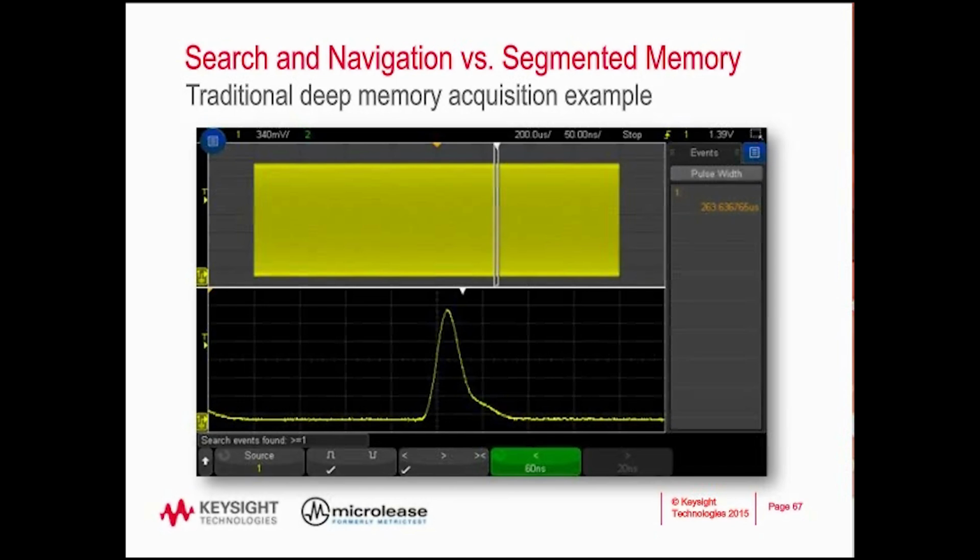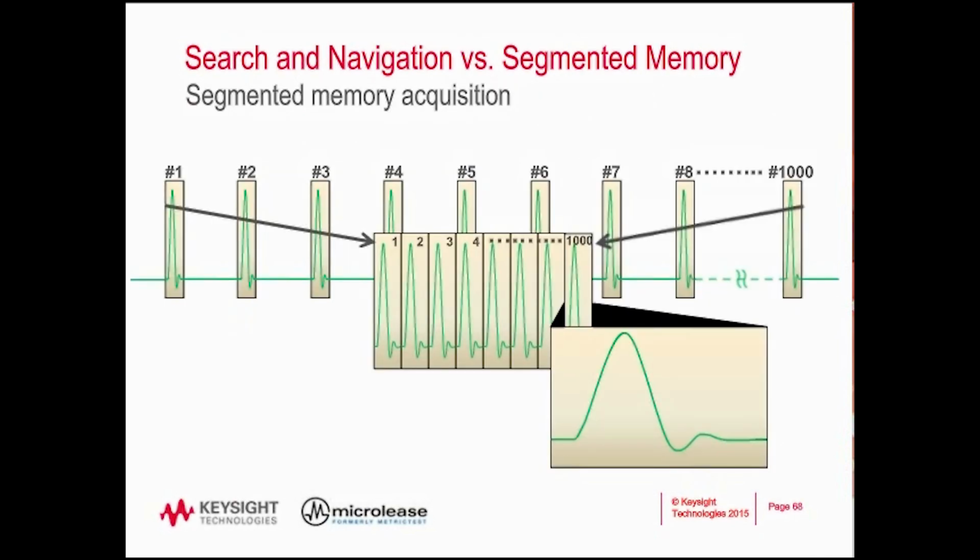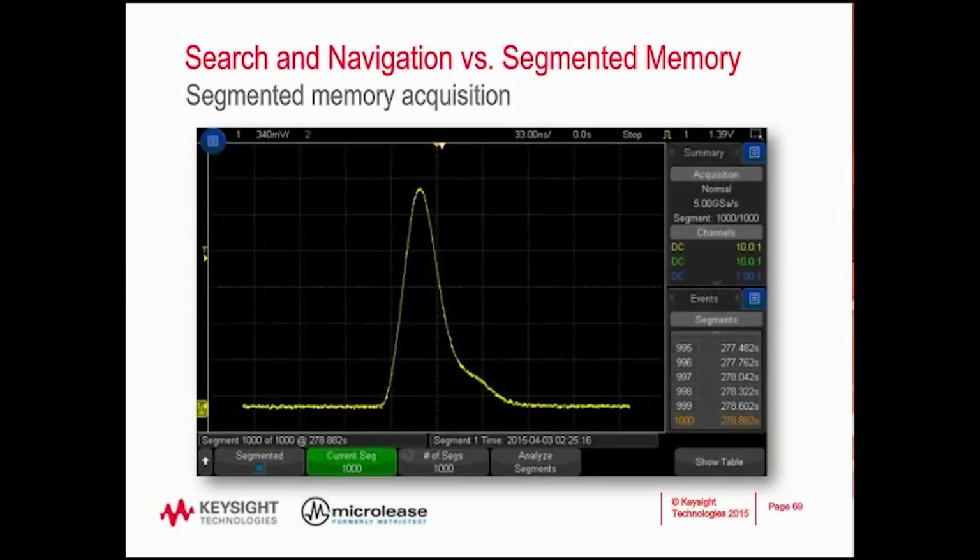Now, if we do the segmented memory route, which is this here, all we do is define our trigger condition, zoom the screen in such that that pulse is taking up most of the screen, and then we enable segmented memory, and we can capture, again, up to 1,000 of these. And what's happening is it's kind of like a smart DVR, where it's ignoring all the stuff in between captures for you.